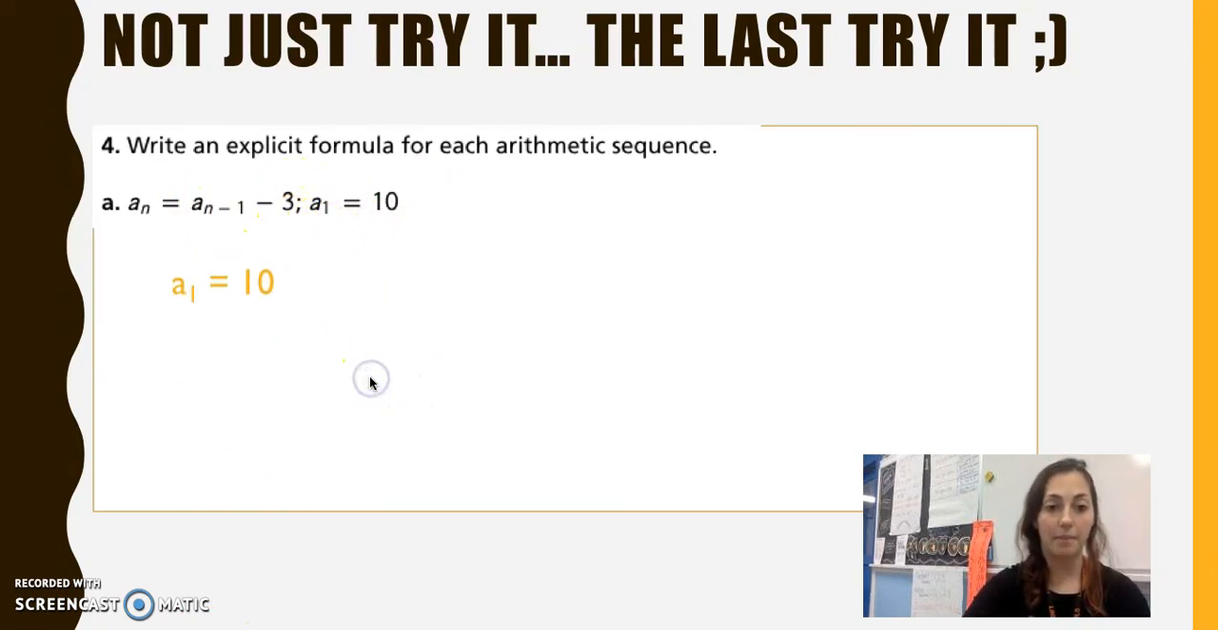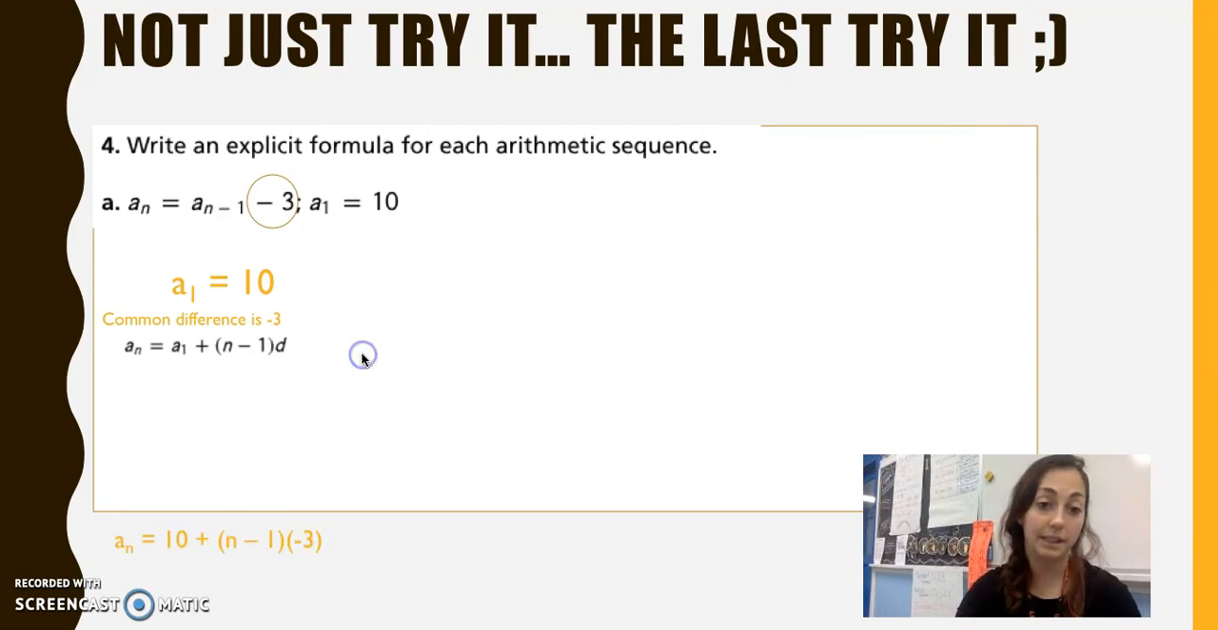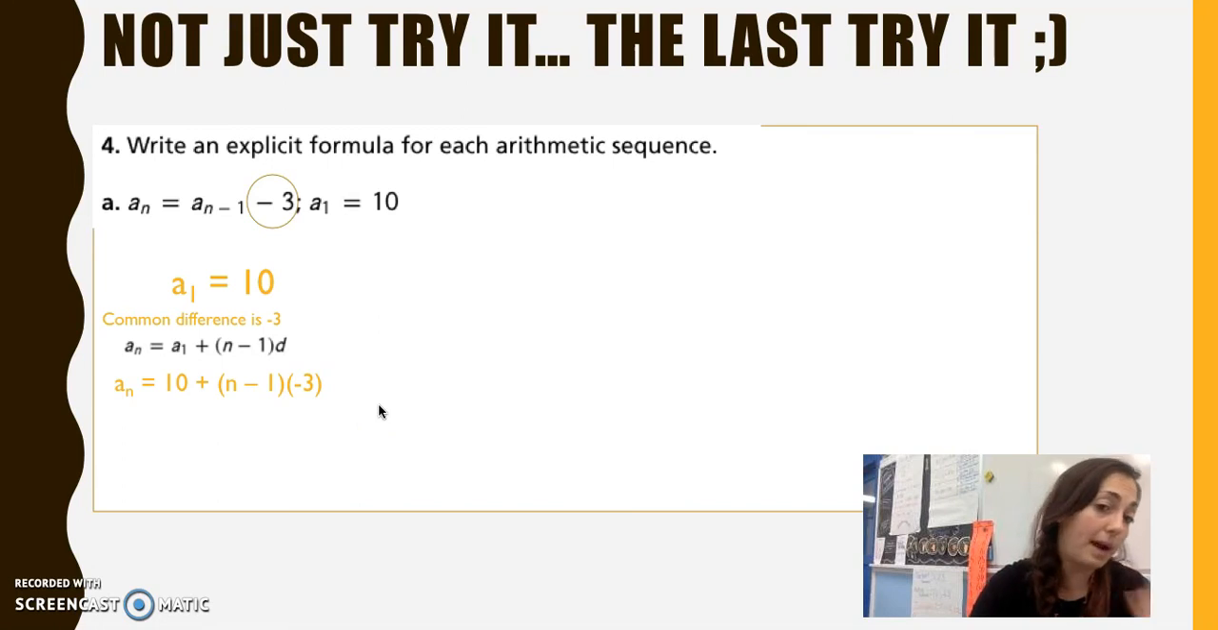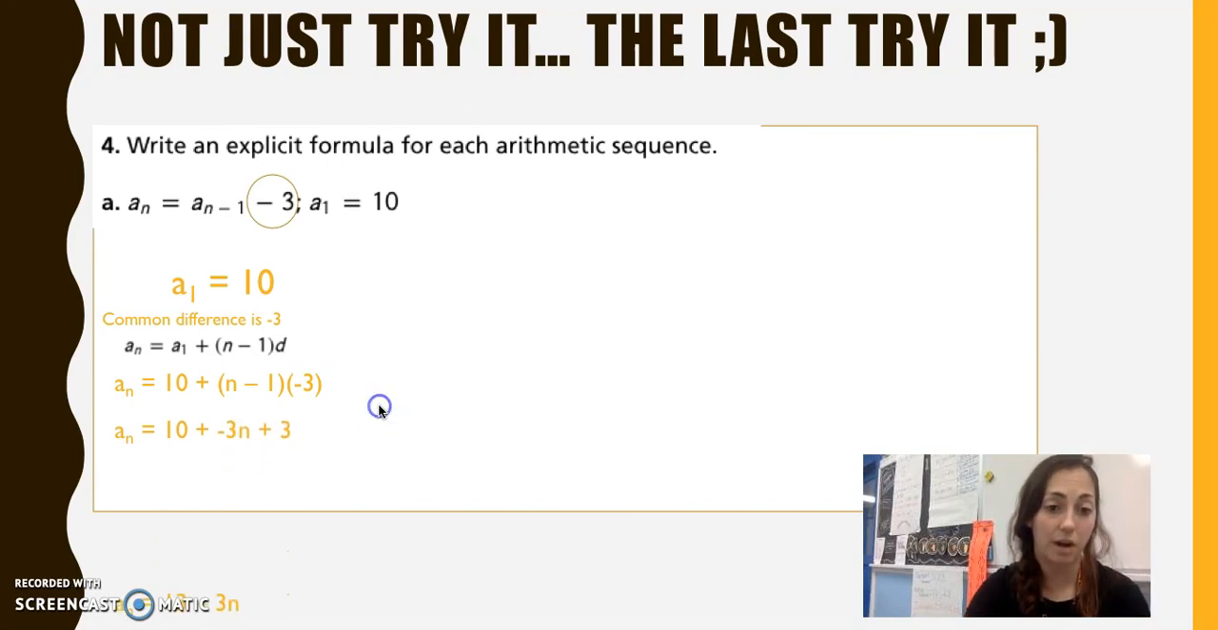So we take that and we use the formula and we plug in 10 for a sub 1, and for d we plug in negative 3, right? And that's your answer, but I did distribute and get my final answer of a sub n equals 13 minus 3n.